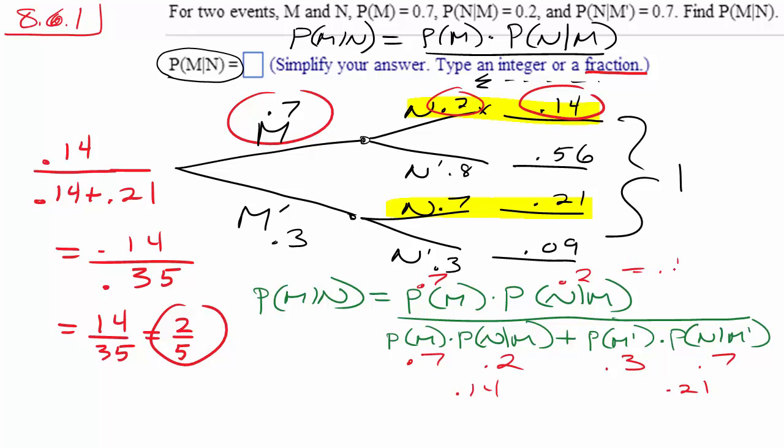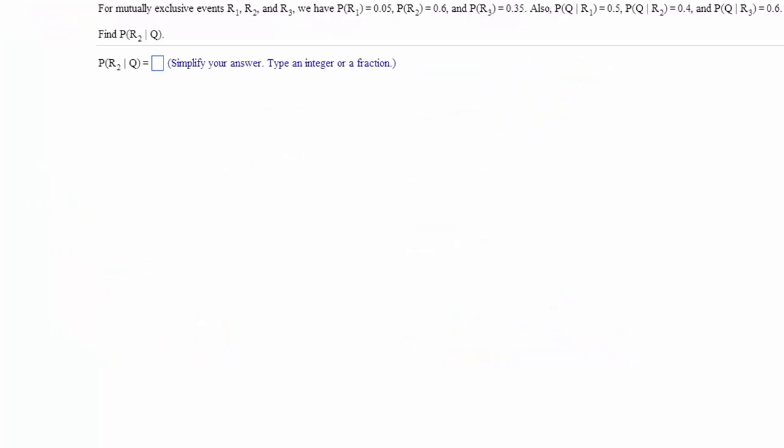Of course, up on top, we get 0.14, and you can see we have the exact same thing, 0.14 over 0.14 plus 0.21. So it's kind of a visual representation of how and why Bayes' formula works. All right, let's look at another one. Here's the same example, only now we have 3 categories, right? Instead of m and the complement of m, we now have these events R1, R2, and R3.